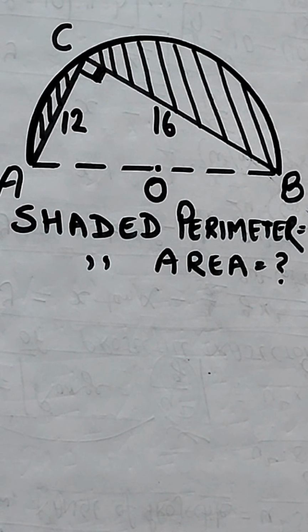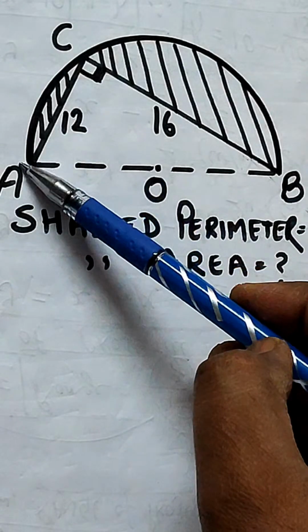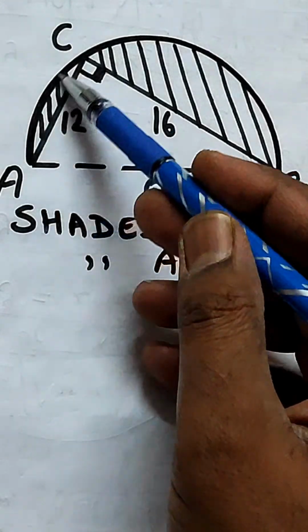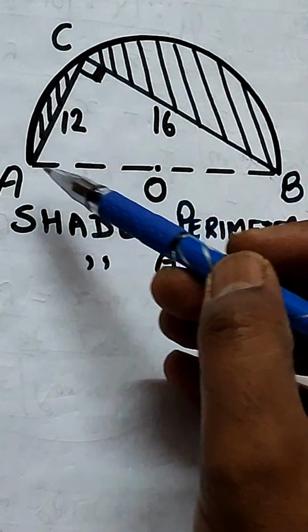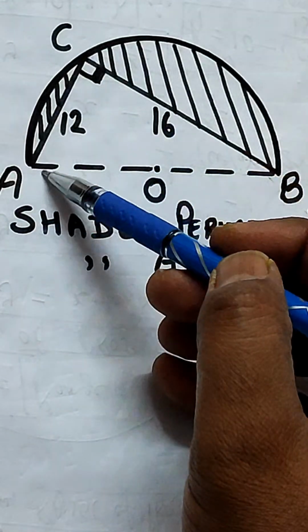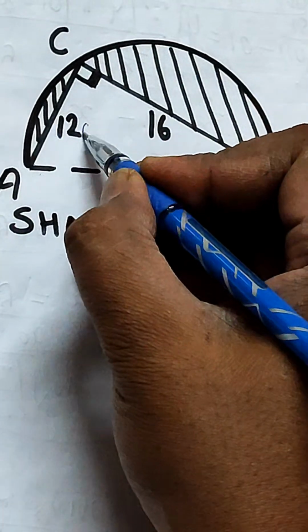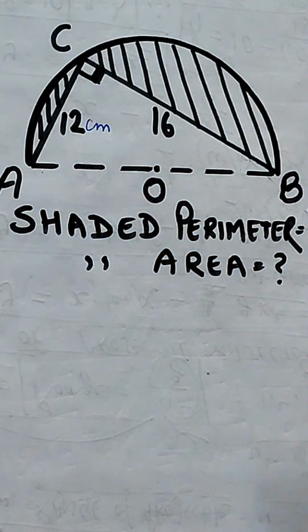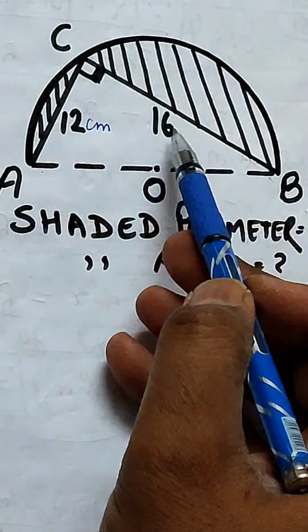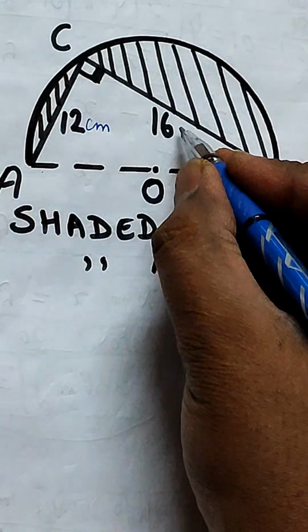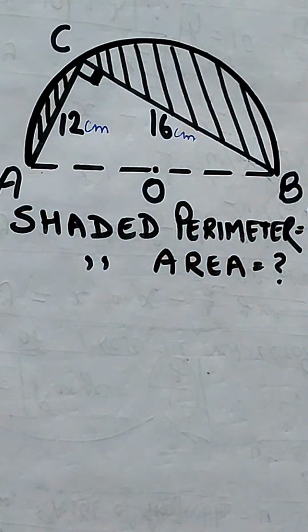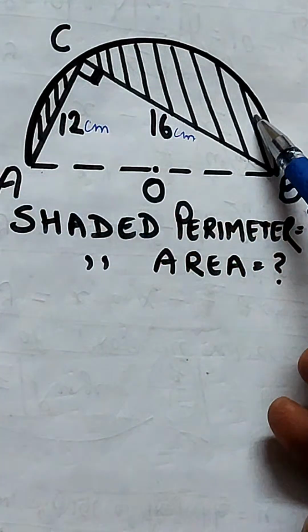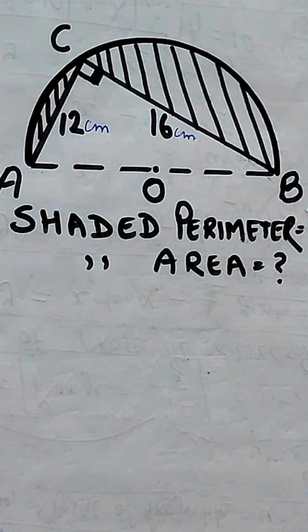So today we are going to solve this question where it's given that the shape is in the form of a semicircle, and the length of AC is given to you as 12 cm, and the length of BC is given to you as 16 cm. We need to find the shaded area and the perimeter.